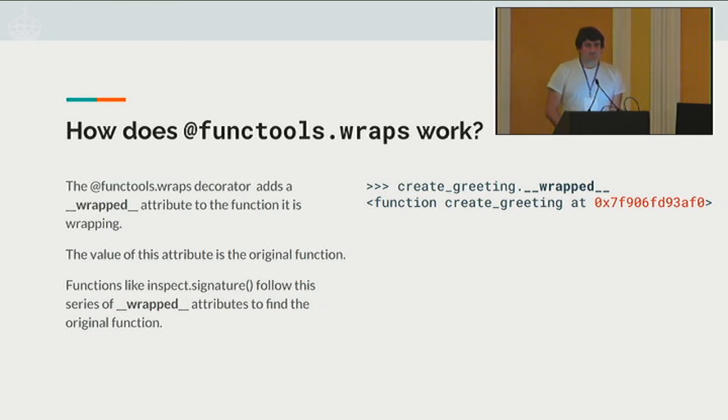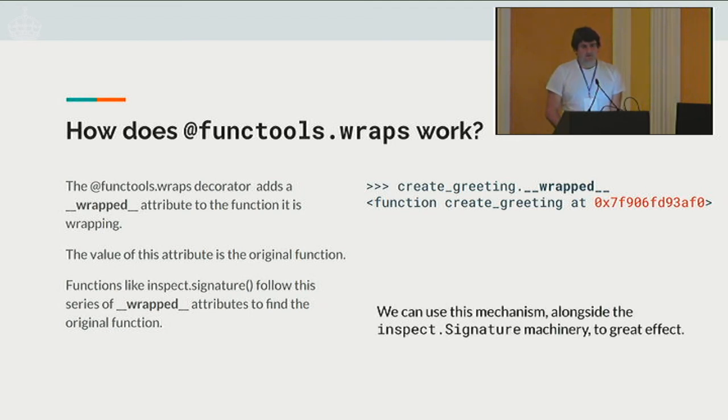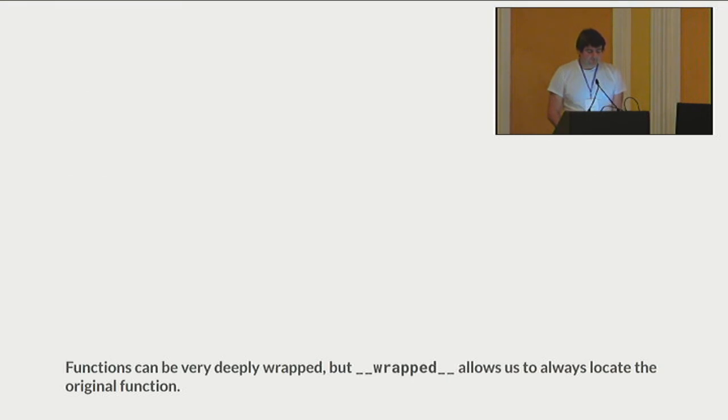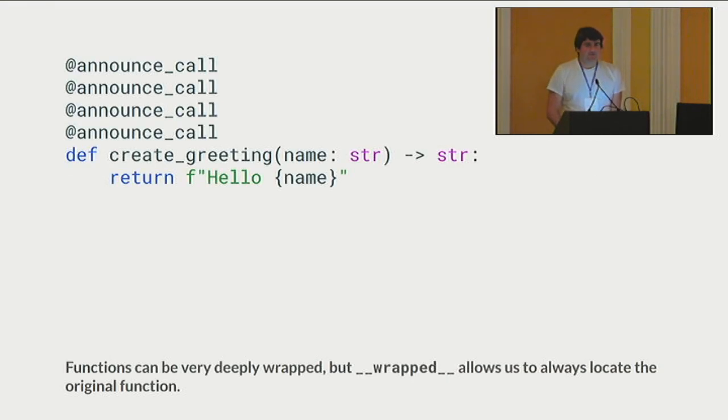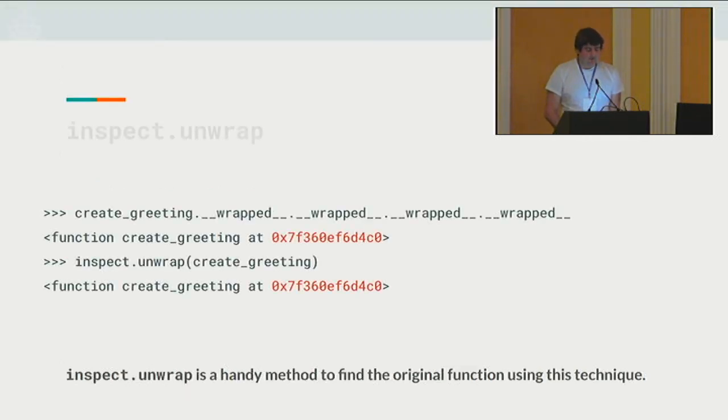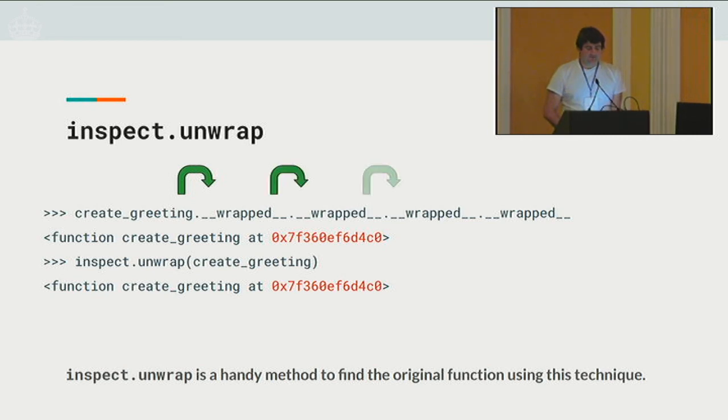Now that might not seem too revolutionary, but we can actually use this to great effect inside of other parts of our Python code. Now functions can be really deeply wrapped as well. So for example here we've got 4 different decorators all existing on the same function. But in this particular instance we can use methods like inspect.unwrap, and what that does is it follows all of these particular __wrapped__ attributes to be able to find that original function. So no matter how deeply nested your function is, so long as you implement this __wrapped__ protocol, you'll always be able to find your original.